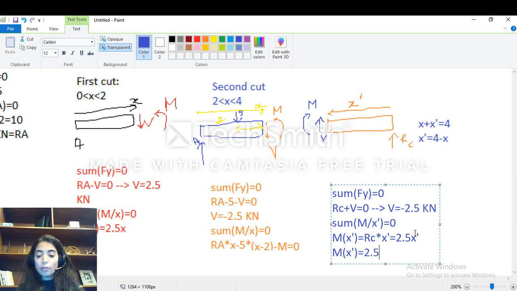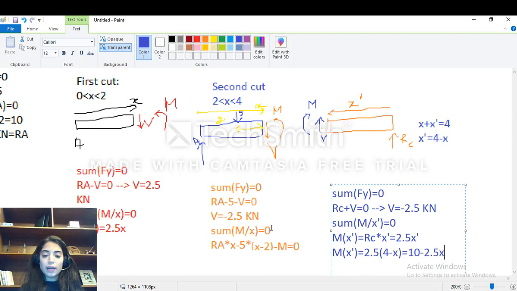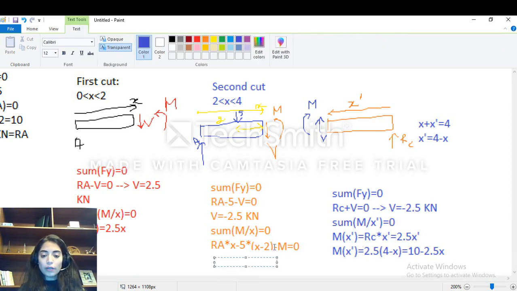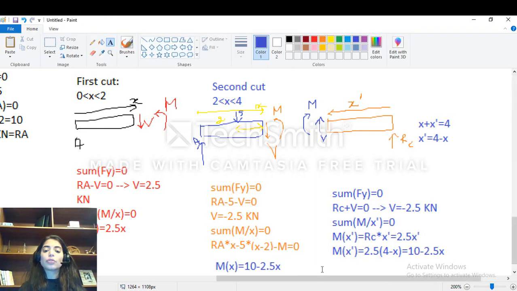X prime by 4 minus X, I will get the same answer. So 10 minus 2.5 X, which is the same answer as the left part. So here also, don't forget that if I do the calculation, m of x will be also the same 10 minus 2.5x. So basically, guys, I will have the same answer if I take the left part or the right part.